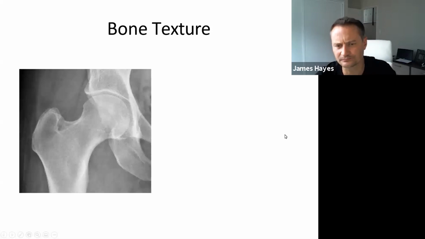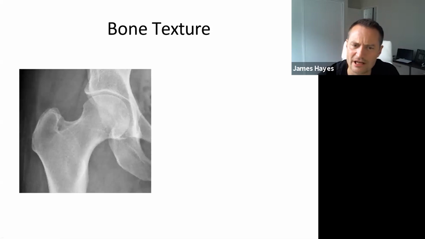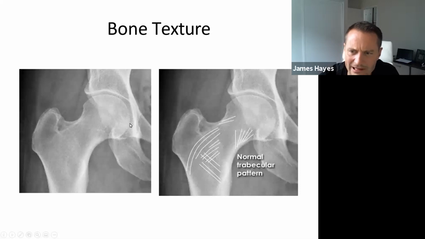Bone texture. This is slightly harder. You're looking at trabecular pattern here. The most obvious place to see trabecular pattern, I think, is in the neck of femur. So you have to trace along all these little hexagons along here. And it's kind of like you need to see a break in it, okay? So this is normal trabecular pattern, like that.